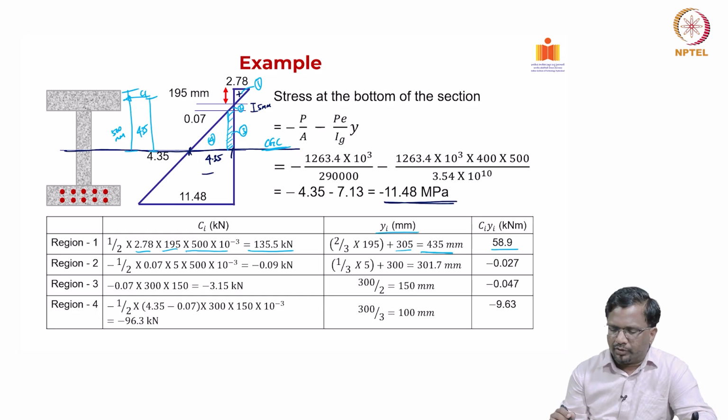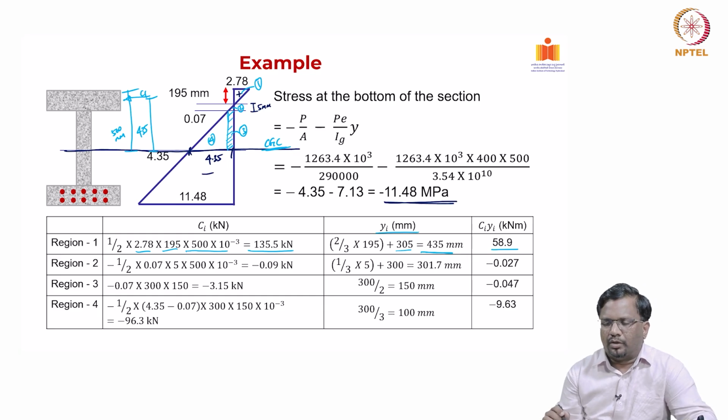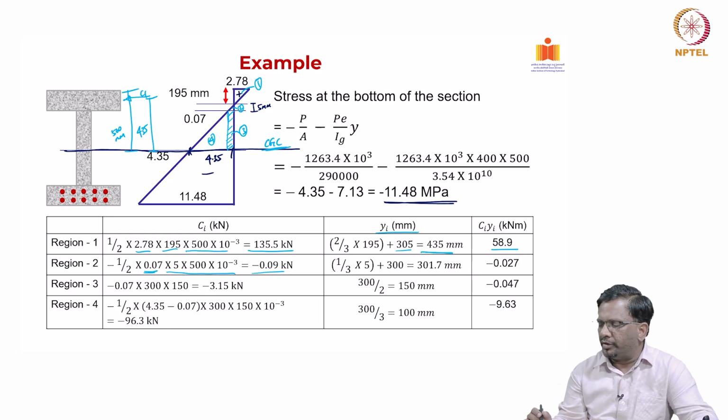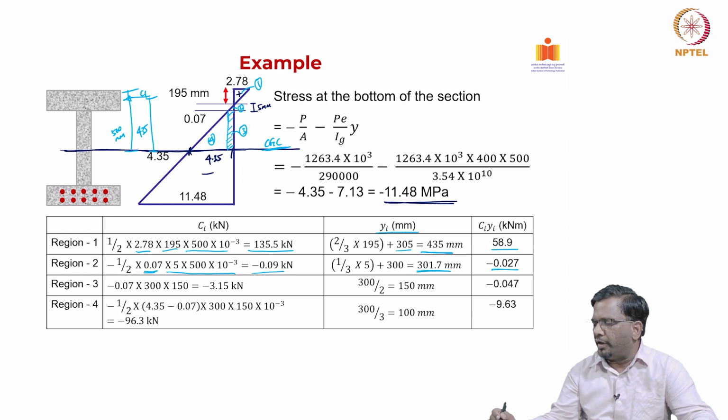The next region is going to be tension for a small area. That small area of the flange is going to be half into 0.07 into 5. The first one is in tension, the second one is in compression. The distance of this force is going to be 301.7 millimeter. If you take that moment, I get a force moment of negative 0.027.